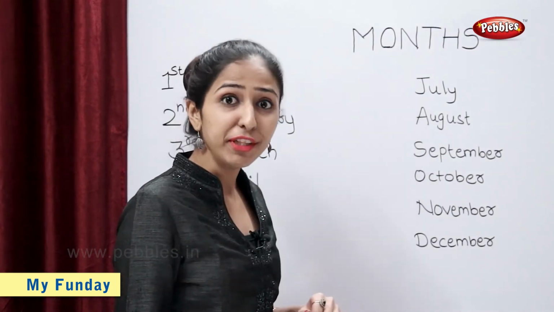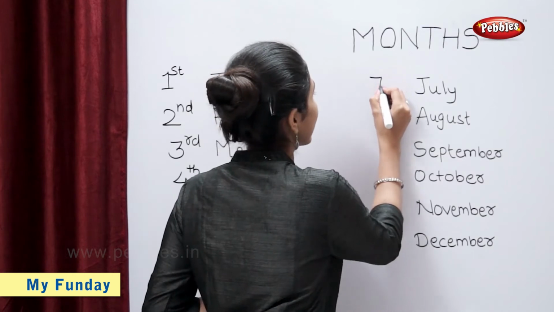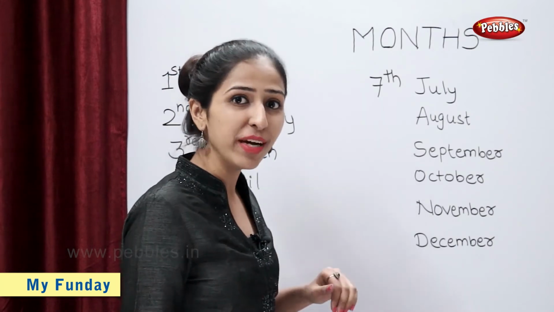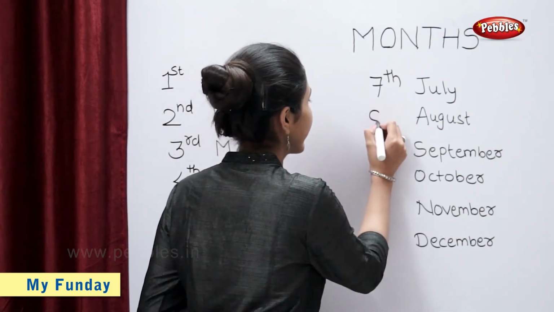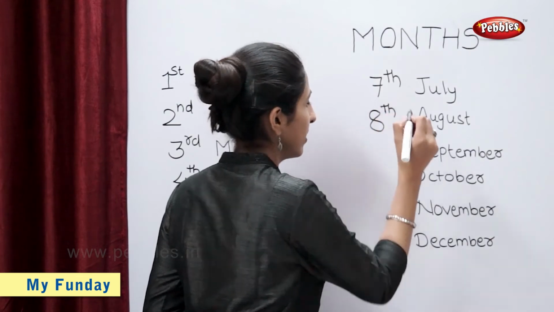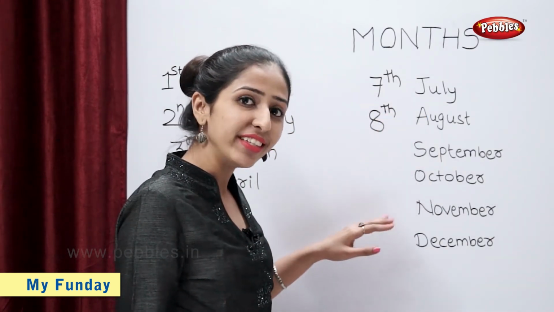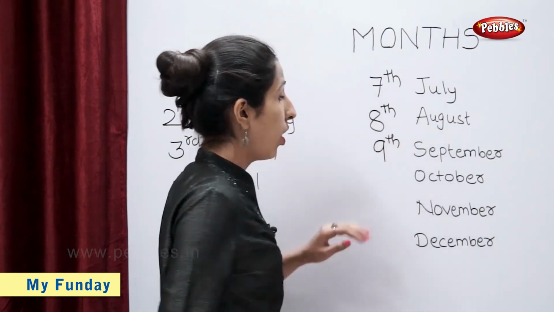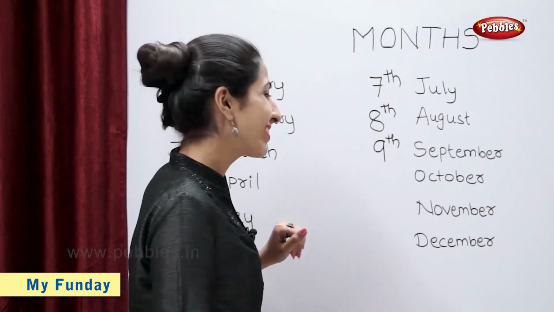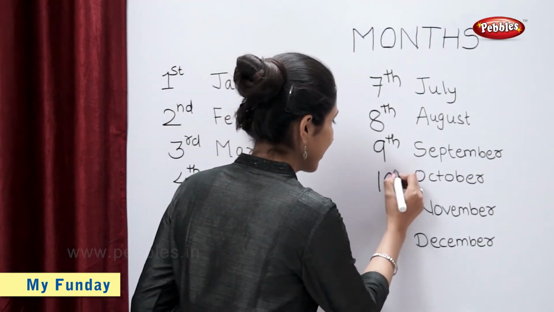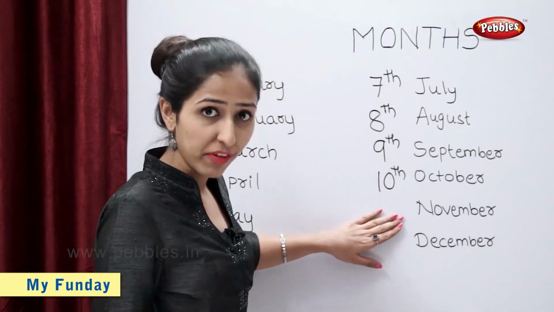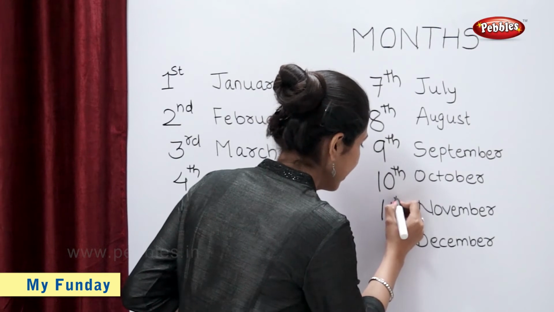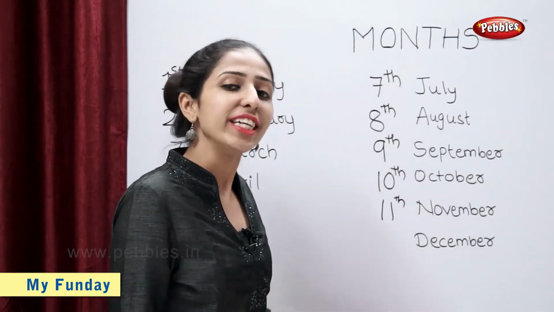July is the seventh month. August is the eighth month. September is the ninth month. October is the 10th month. November is the 11th month. And December is the 12th month.